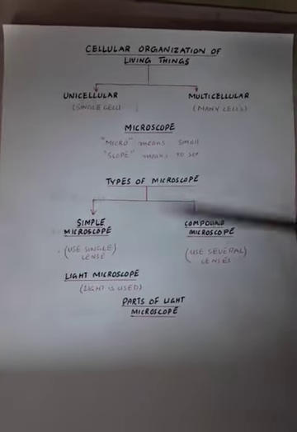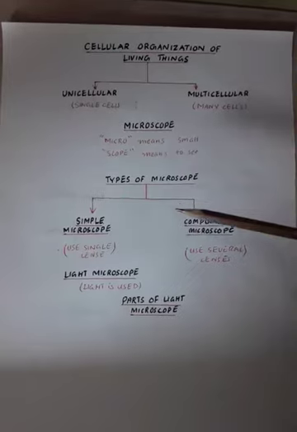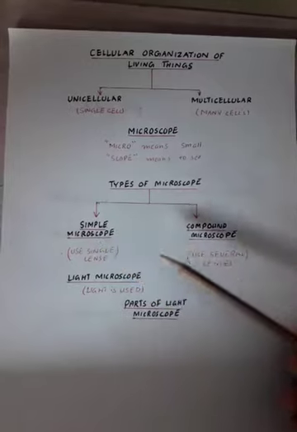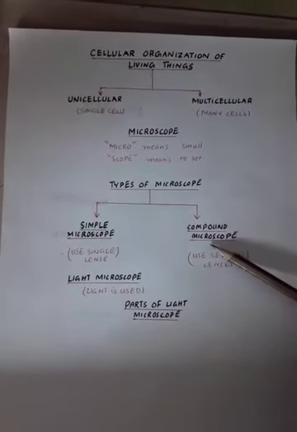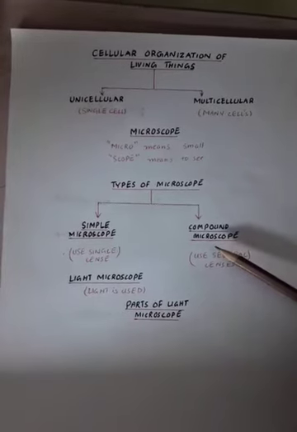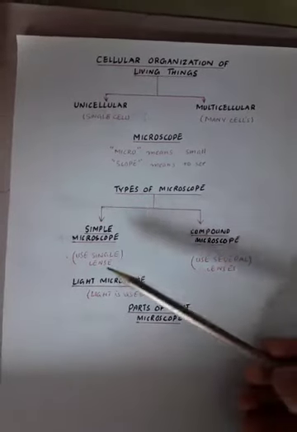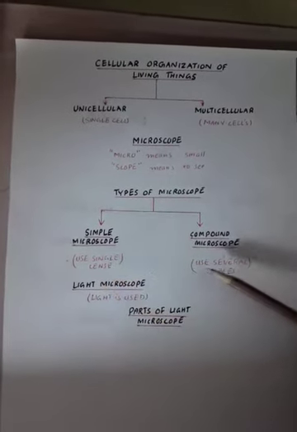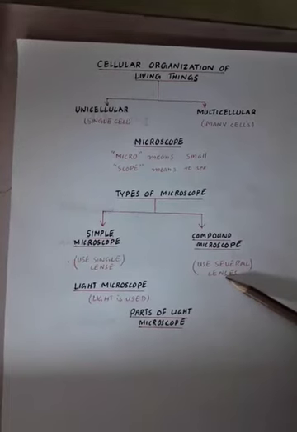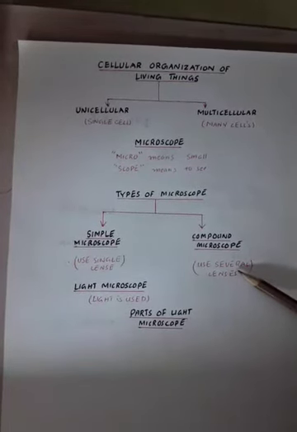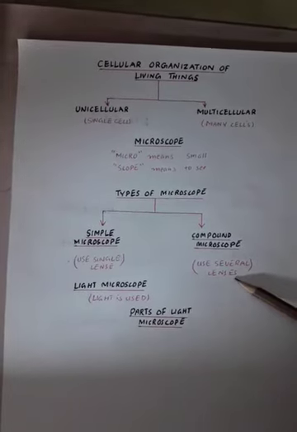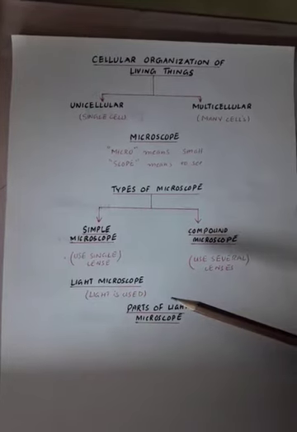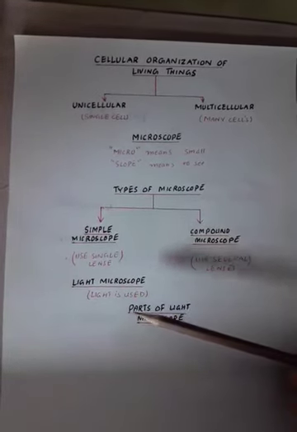Microscopes are broadly classified into mainly two types. The first one is called a simple microscope, while the second one is called a compound microscope. A simple microscope is one that uses a single lens for magnification, while a compound microscope uses several lenses for magnification. A microscope in which light is used is known as a light microscope.